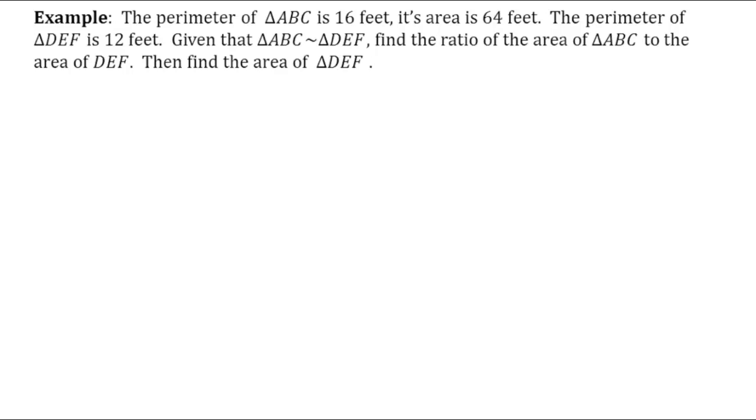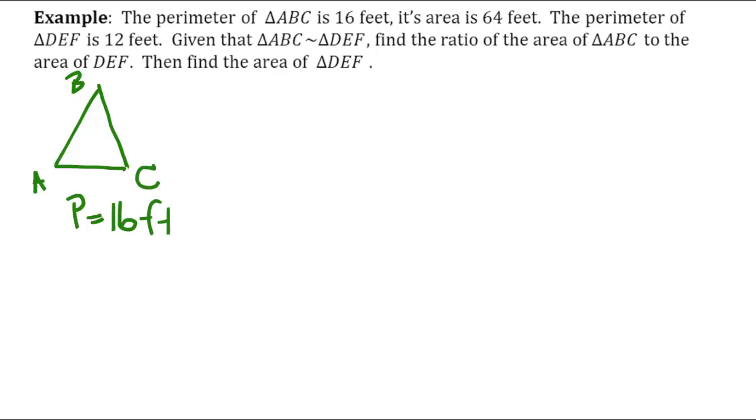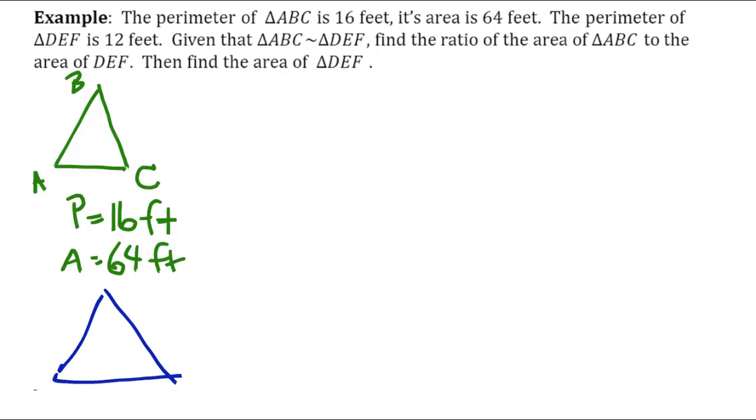All right, next example. Perimeter of triangle ABC is 16 feet. So let's draw ourselves a triangle, A, B, and C. And the perimeter, I'll write that down here, is 16 feet. Okay, its area, write that down below also, is 64 feet. The perimeter of triangle DEF is 12 feet. I'll draw triangle DEF here, DEF, and its perimeter is 12 feet.